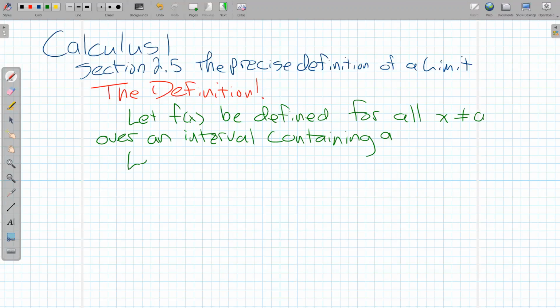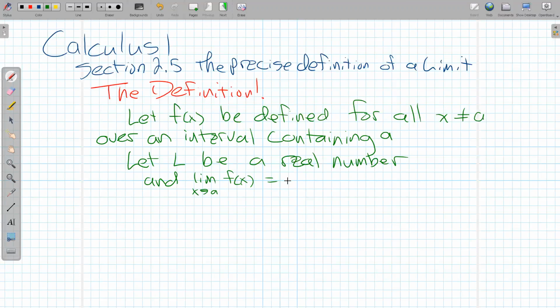And then we're going to let L be a real number so that the limit as x goes to a of f of x is L, right? So L is our limit. And again, for a limit to exist, it's got to be a real number. If infinity pops up, that ain't a number, so that doesn't count.